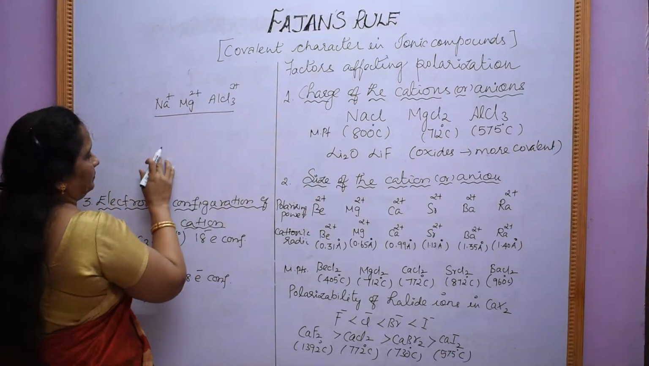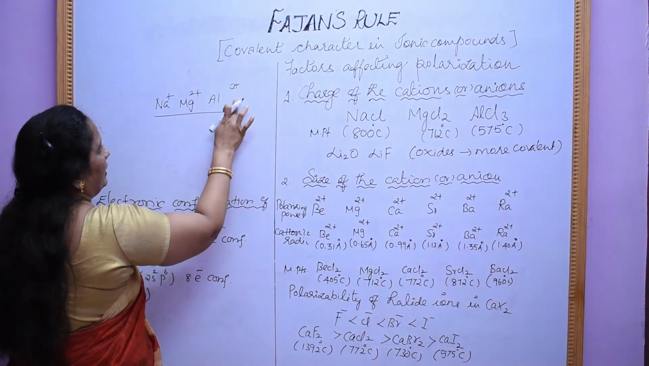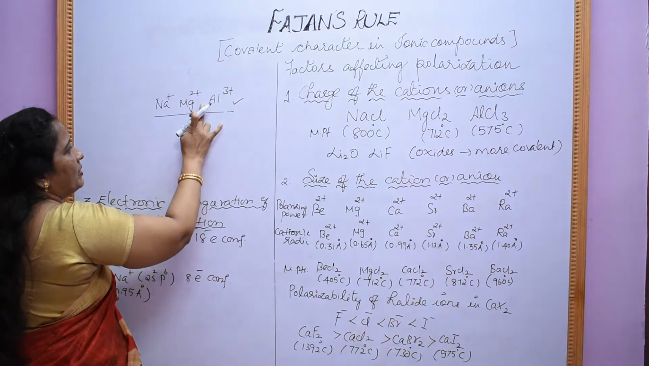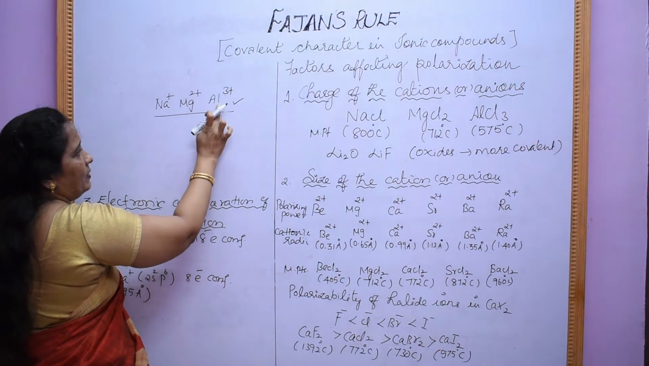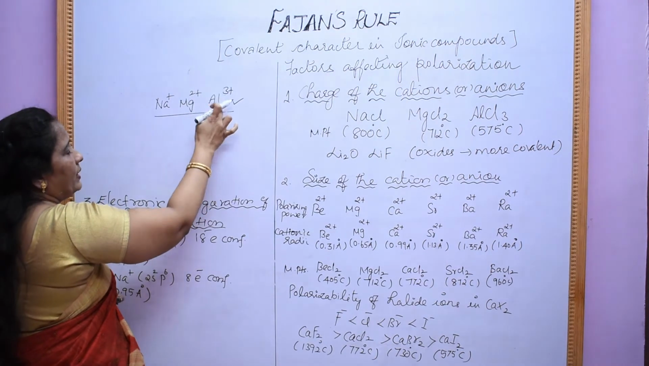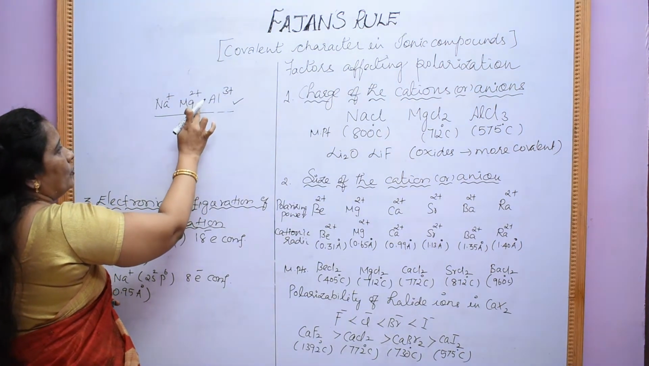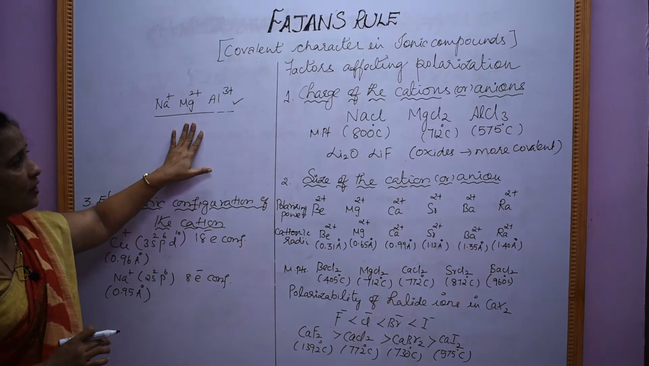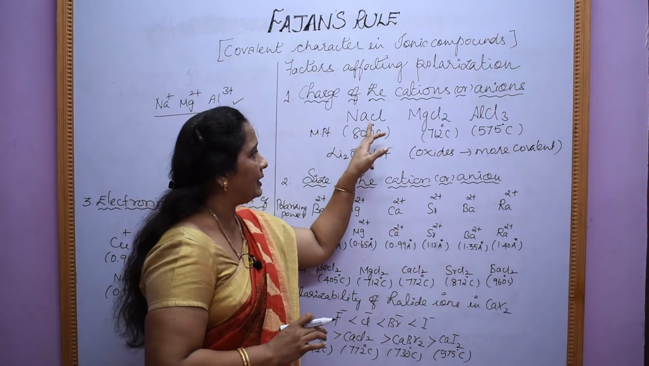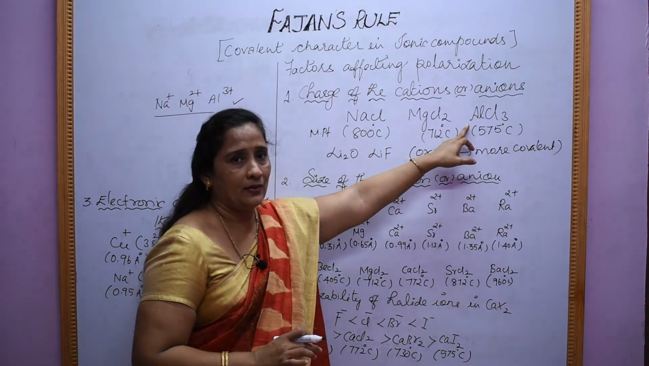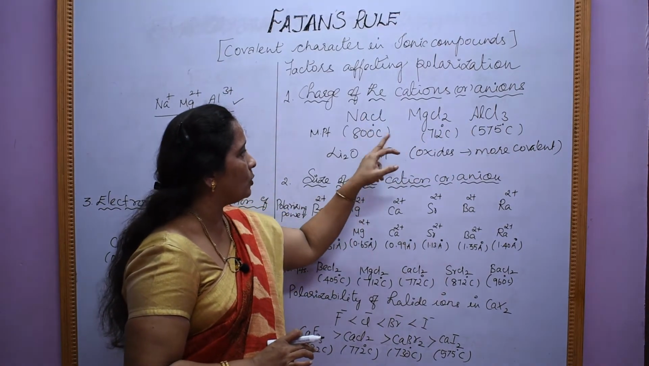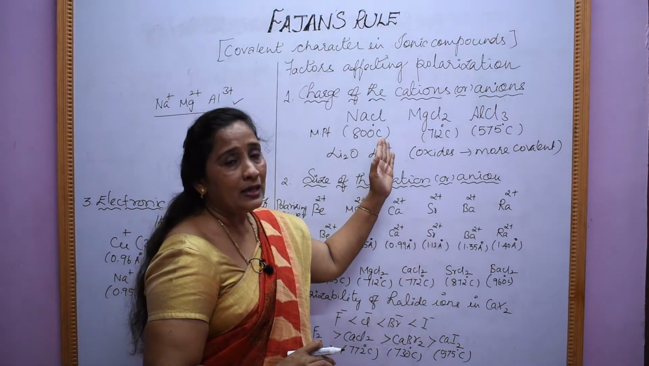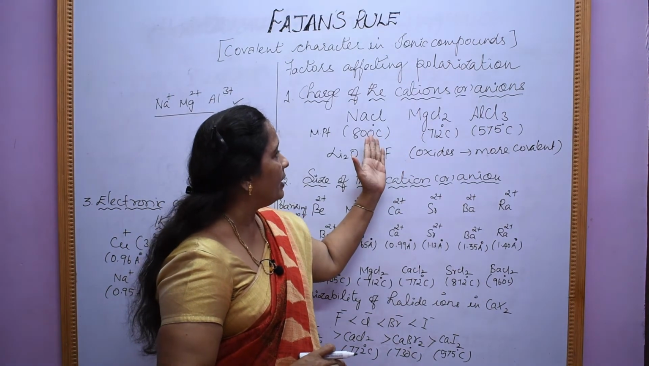So out of these three ions, Al3+, since it has a more positive charge, has more polarizing power when compared to Mg2+, which in turn has more than Na+. This is evident from the three anhydrous chlorides, NaCl, MgCl2 and AlCl3. When you consider these anhydrous chlorides, the covalent character is found to increase from left to right.